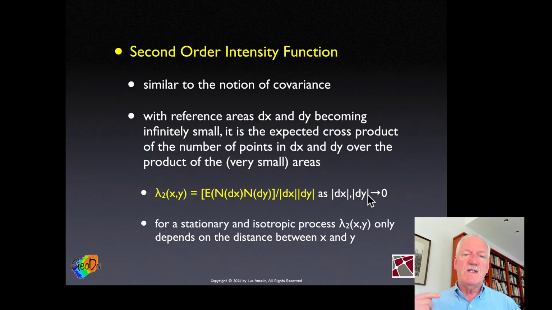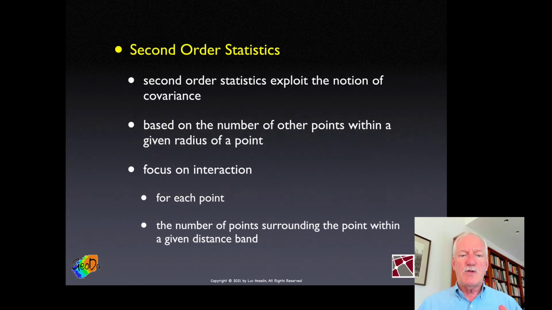So it gets back to these very simple statistics of counting points within a given radius or counting points that are a given distance apart. But now the focus is on the second order moment. If this is all too abstract, just remember we're interested in interaction, so we're not just focusing on one distance to one other point, but we're focusing on all the other points within a given distance. And that's really what these second order statistics are about.